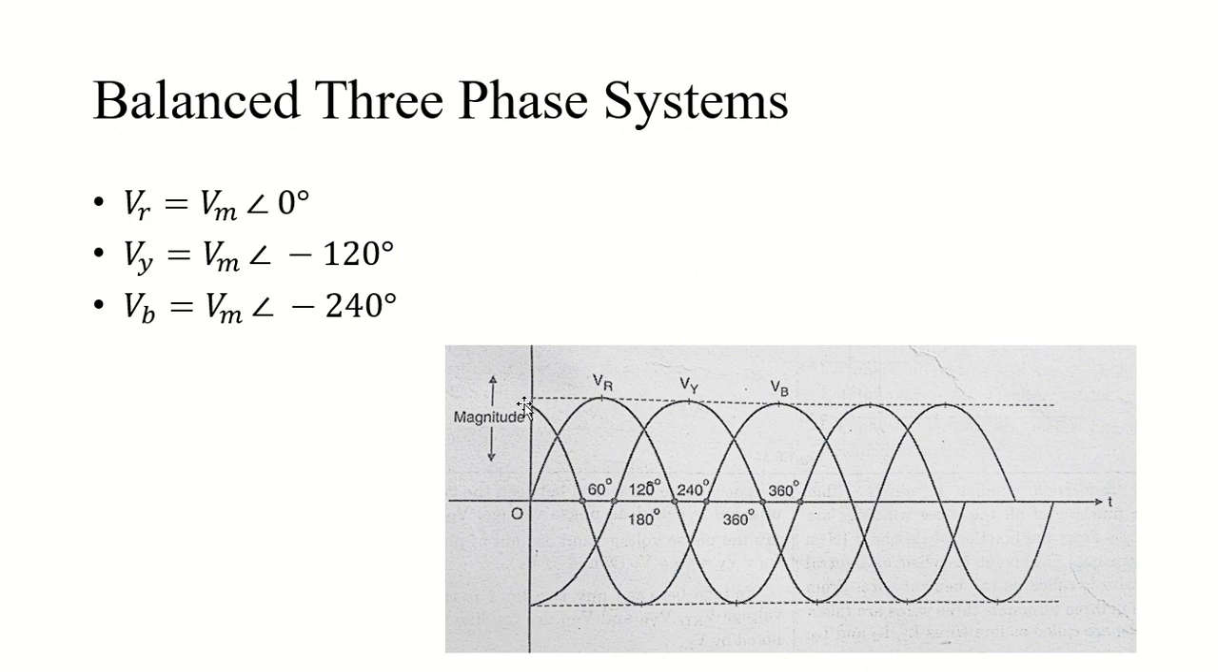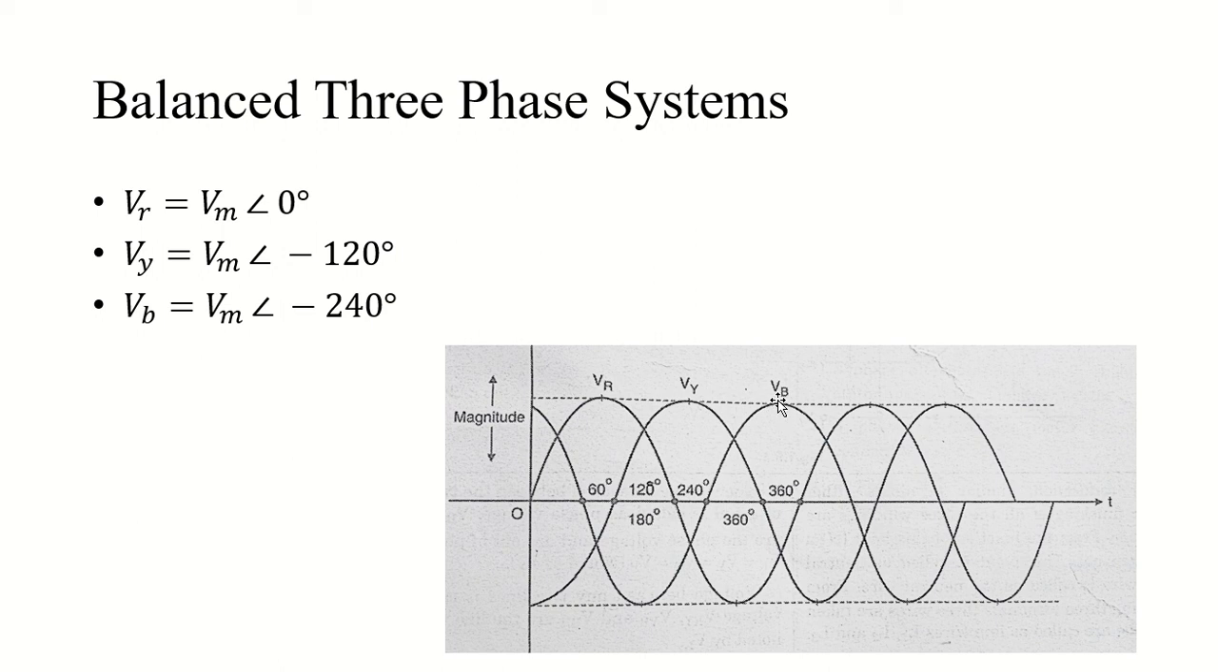Then Vb, it started from here and it is also ending at 360. See, they are 120 degree apart from each other. So the position of the waveform may not be at the same place because they are 120 degree apart, but the cycle they are finishing at 360 degree only.